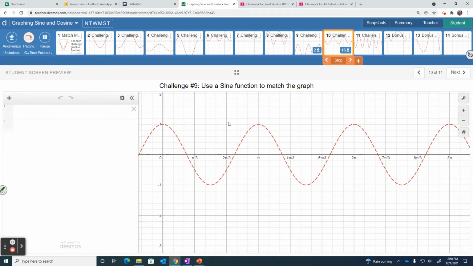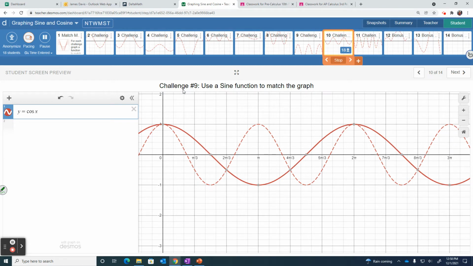Okay, so here's a different challenge. This one actually says to use a sine function. You guys could probably all use the cosine to do this pretty easily, right? But see if you could also do a sine function. To do so, you'll need to use a phase shift. See if you can figure that out.